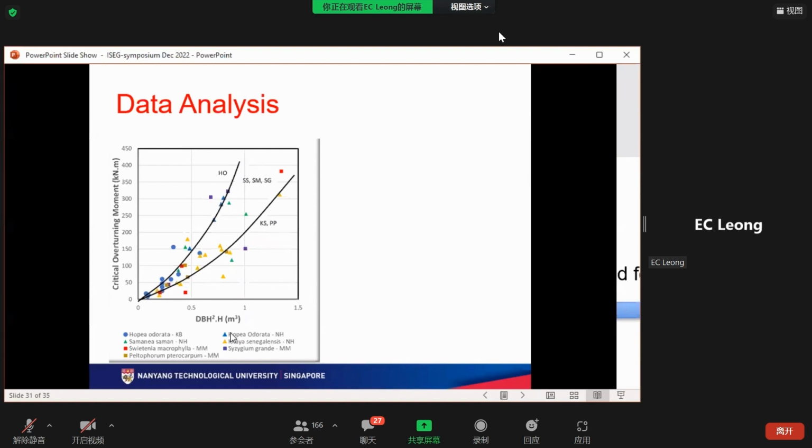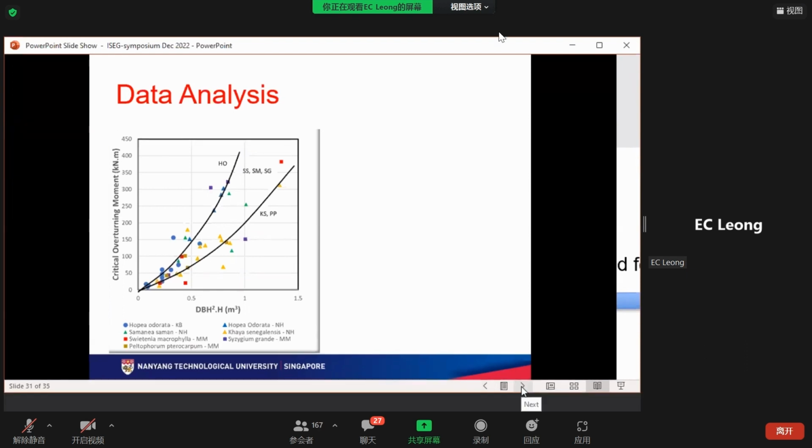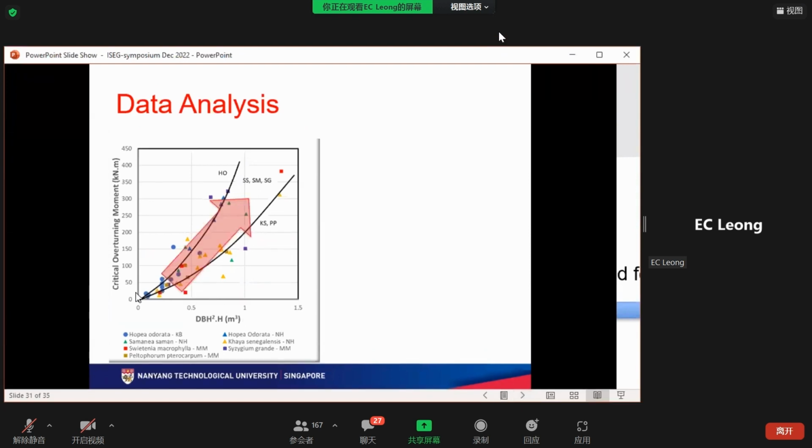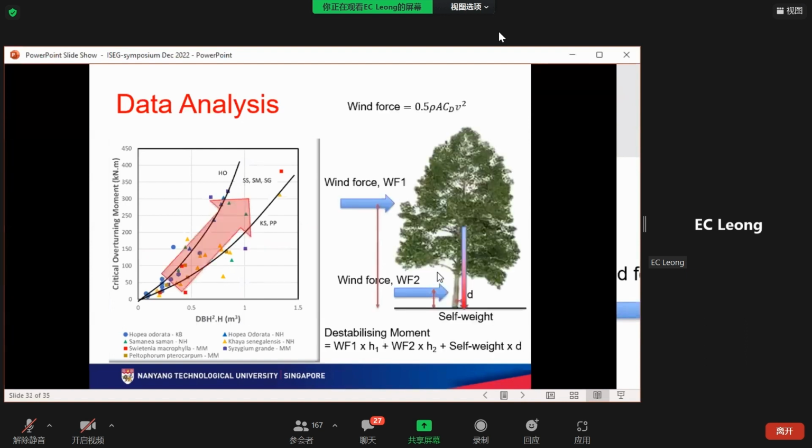As mentioned, from tree pulling tests like this, the only thing that is missing is that we need to relate this back to the wind force to understand how the tree will become unstable during a storm. Roughly from this relationship, we know that the critical overturning moment increases as the tree becomes larger and larger.